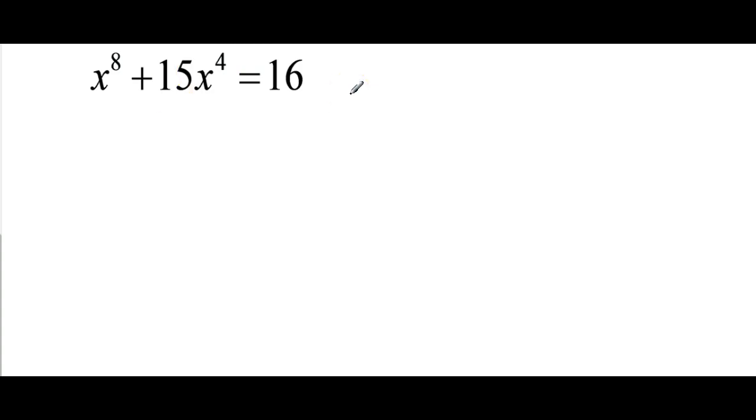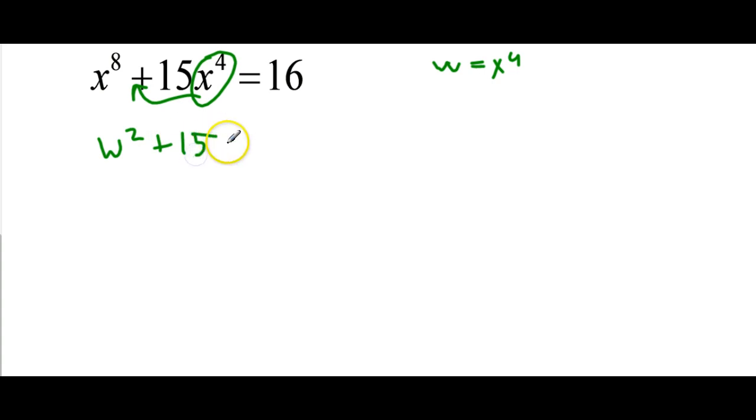So does it kind of look quadratic? Well, maybe. I mean, if you take this term and square it, do you get x to the 8th? Sure. So this is kind of like our x to the 4th. That middle term is kind of like your new x here. So I might say W equals x to the 4th. Whatever that middle term would be, whatever W is. So this would be W squared plus 15W.